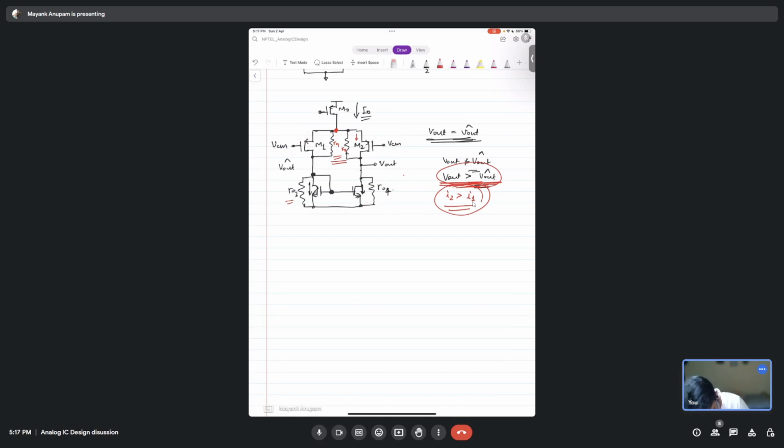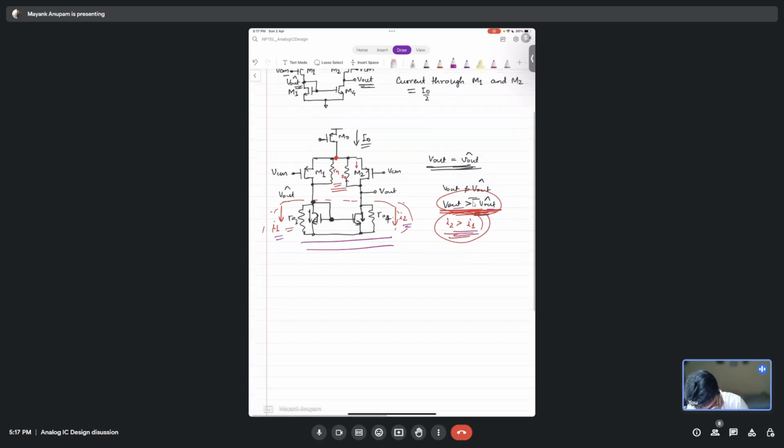So what I'm saying is, let's assume that the current flowing in this bottom half is this. This is I1, this is I2. This is the bottom half current, right. Already I have found out the relation between I2 and I1. I2 should be greater than I1 because V out is greater than V out hat, which I have assumed.